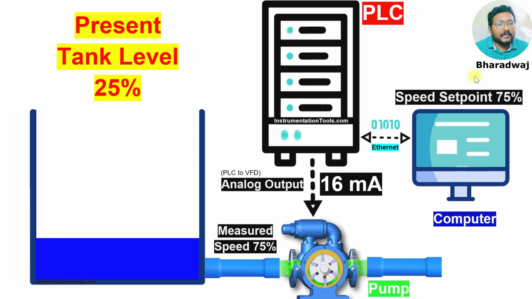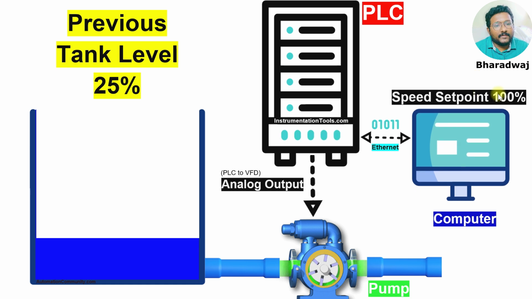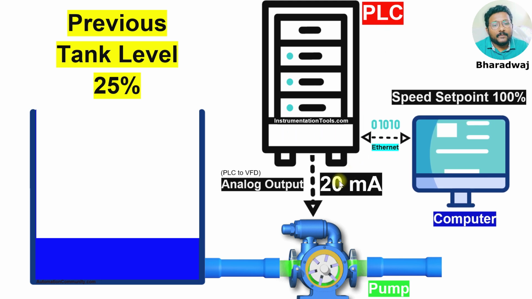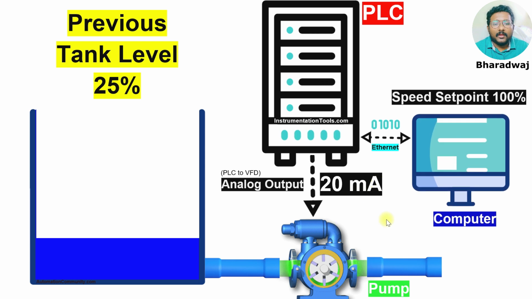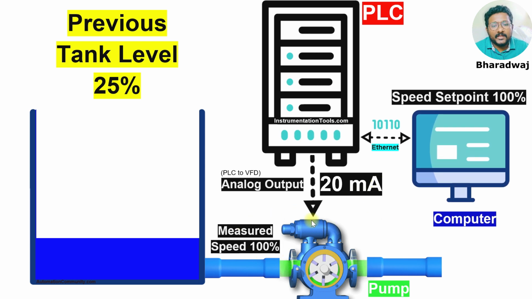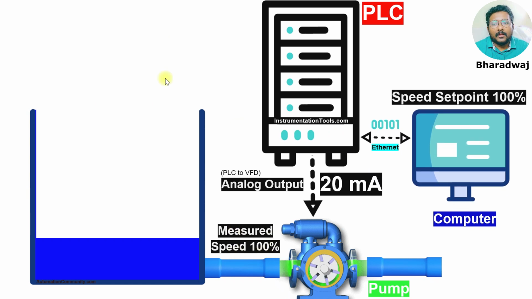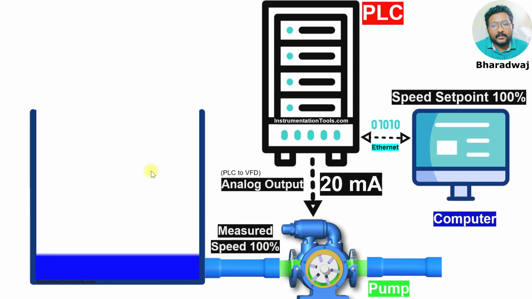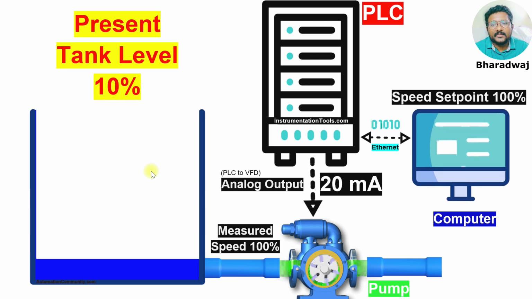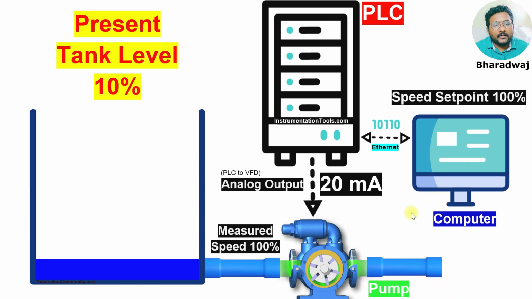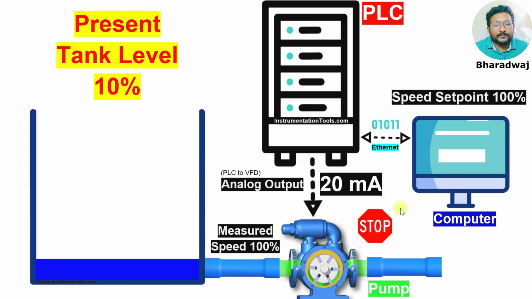Now the operator gives the maximum set point, which is 100 percent of speed. The PLC again calculates the current signal, which is 20 milliamperes. It will go to the pump. Then the pump speed reaches the maximum value, which is measured speed 100 percent. Now the tank level reduces again. Now it reaches the minimum value, which is 10 percent. Then the PLC immediately stops the pump.